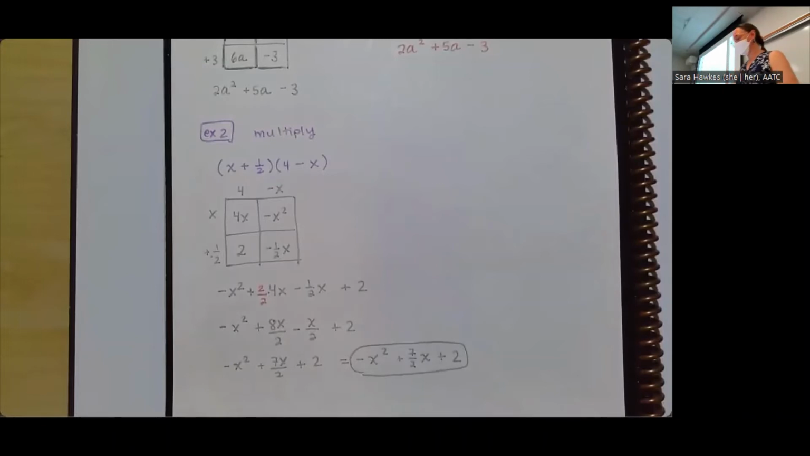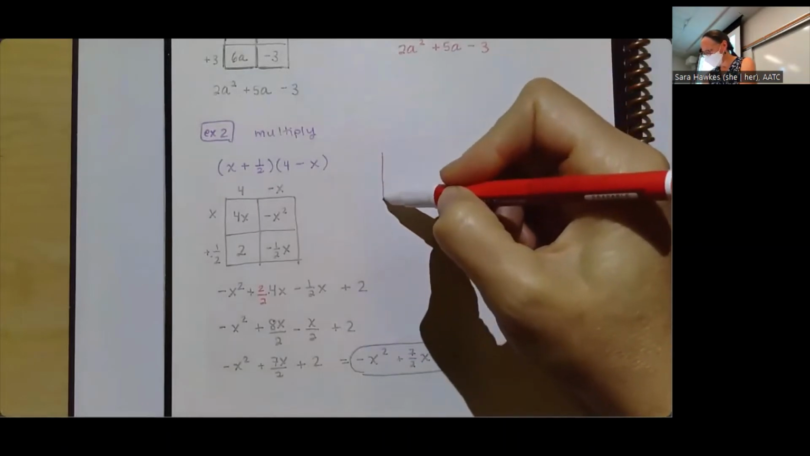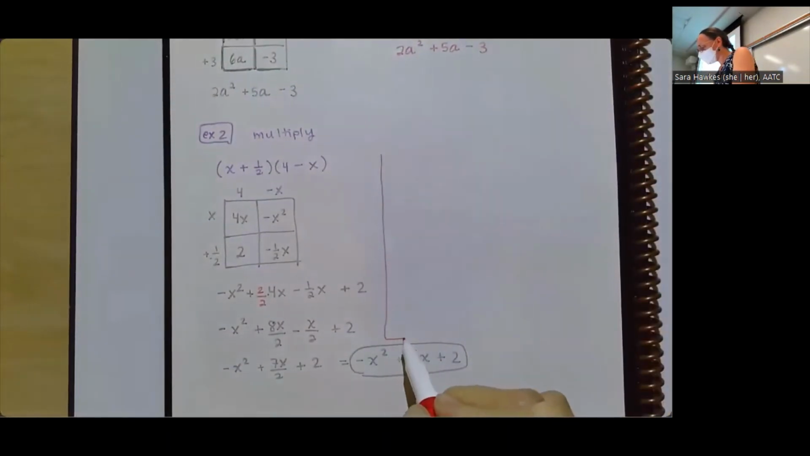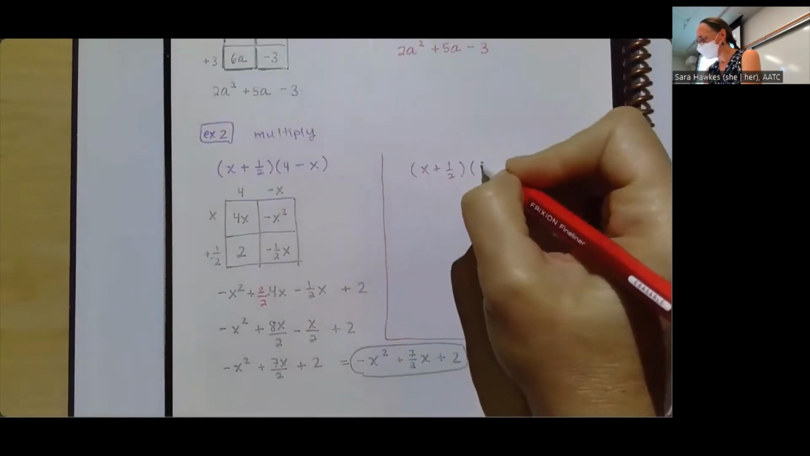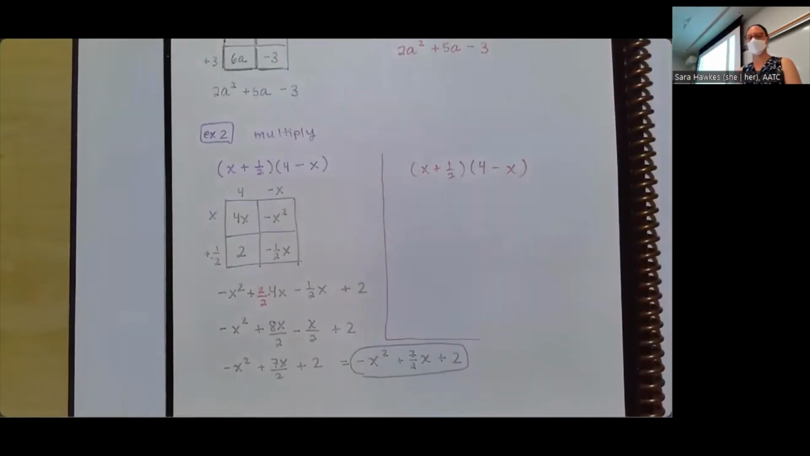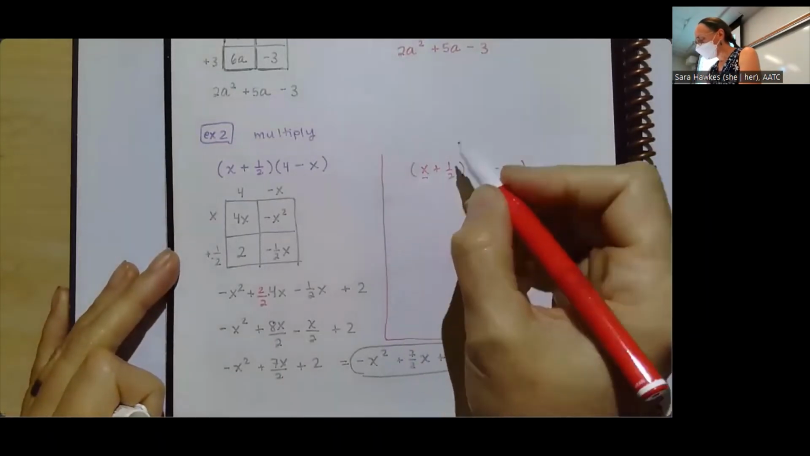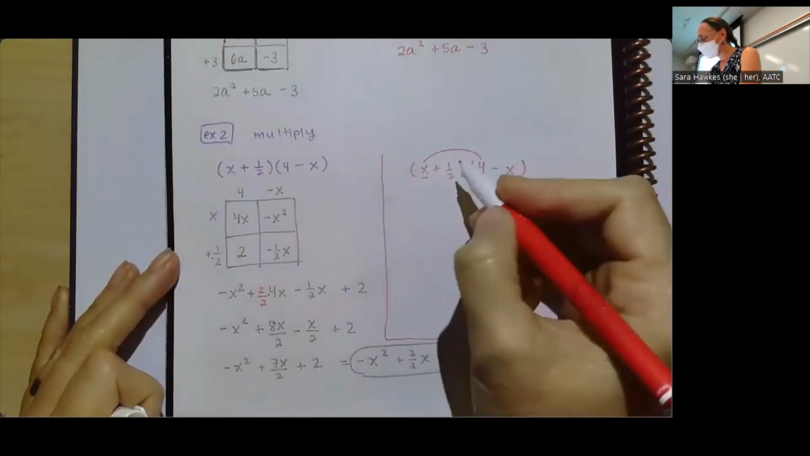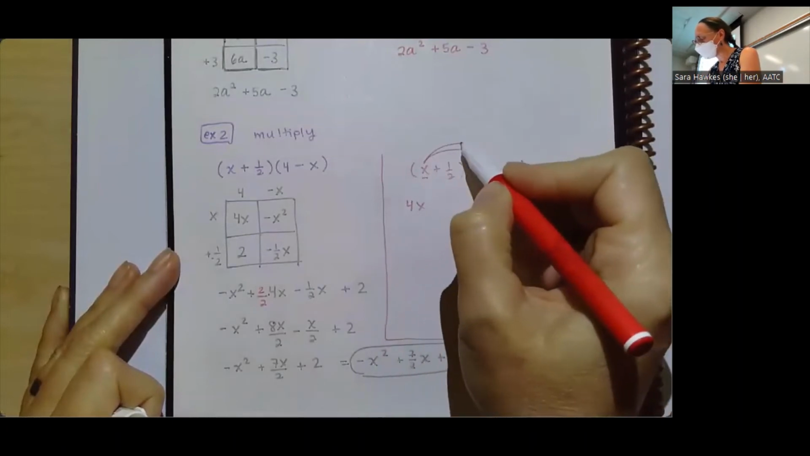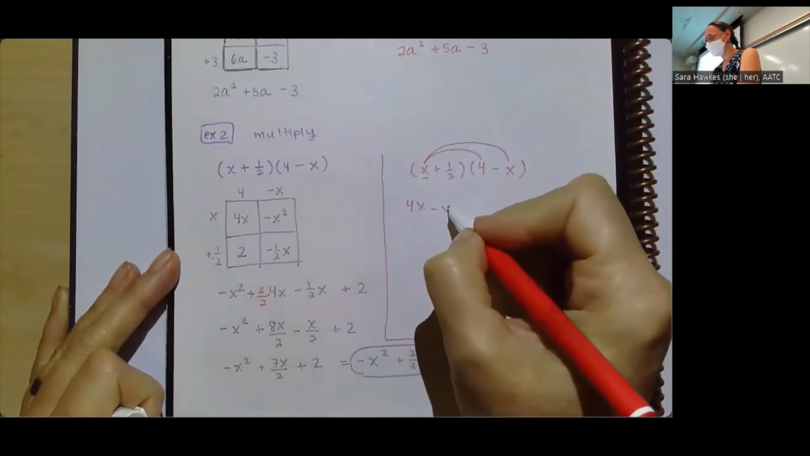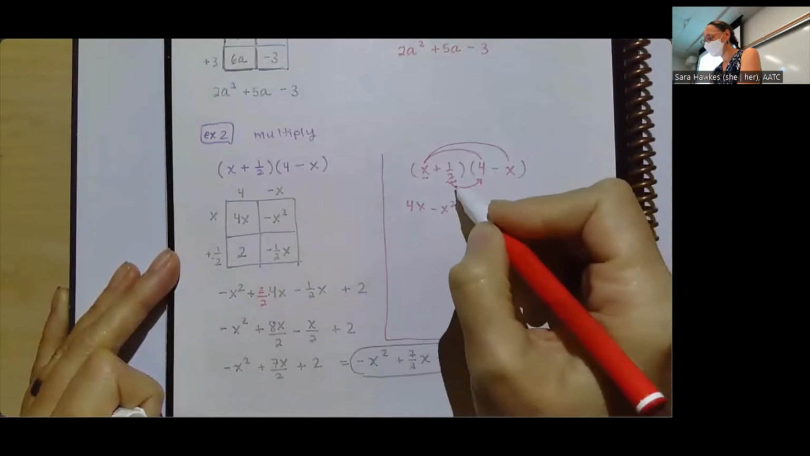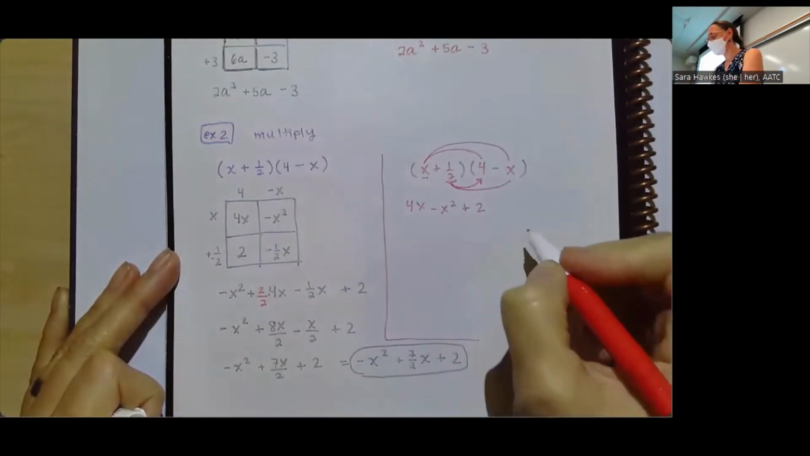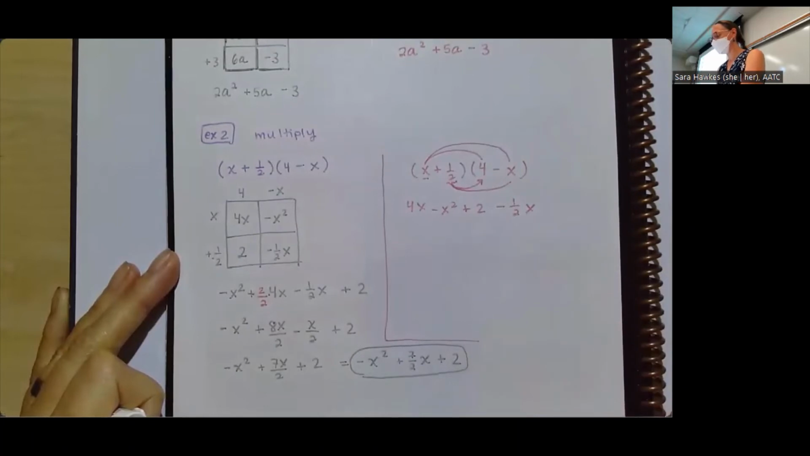I said I would do it the other way too, and I think I can squeeze it in. So x plus 1/2 times 4 minus x. If I distribute in my x times 4 is 4x. X times negative x is negative x squared. 1/2 times 4 is 2. And then I've got 1/2 times negative x, which is negative 1/2 x.